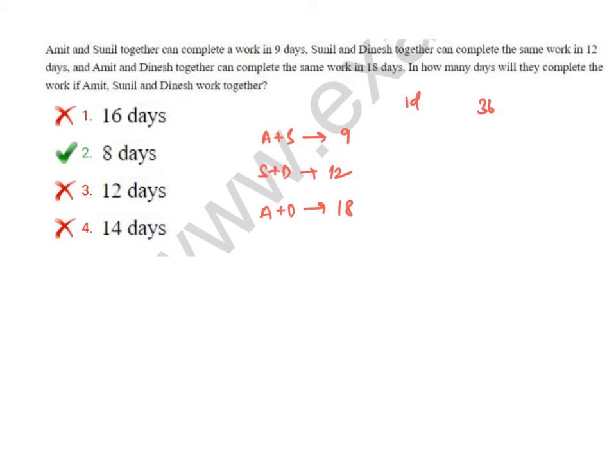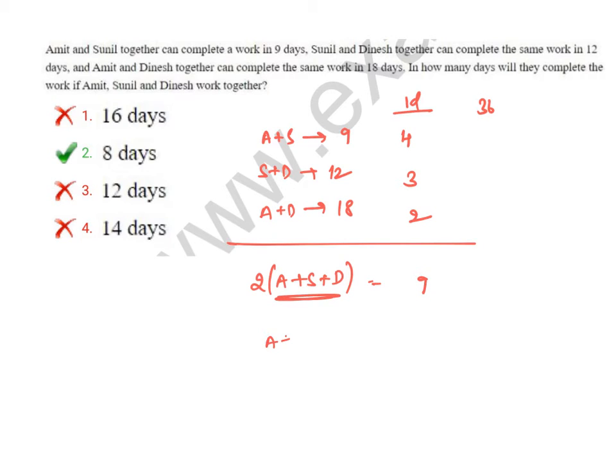Now, 1 day work of Amit plus Sunil together is 4. 12 3s are 36, 18 2s are 36. Therefore, add everything. 2 into Amit plus Sunil plus Dinesh is, you have 4 plus 3 plus 2, 9 here. So, all 3 in 1 day, their efficiency is 9 by 2.